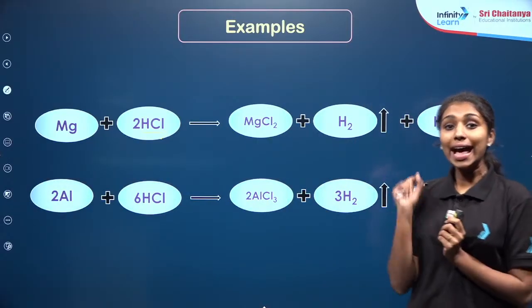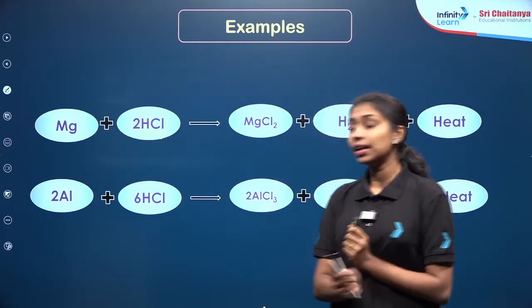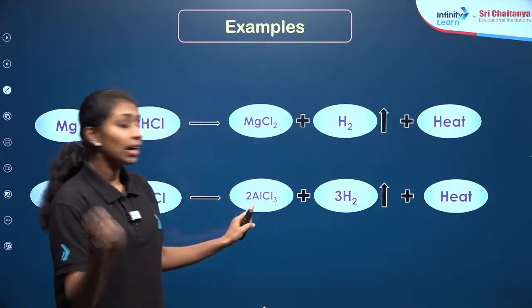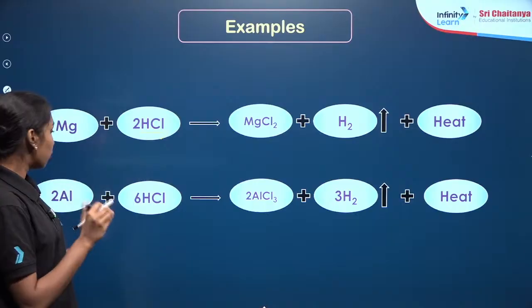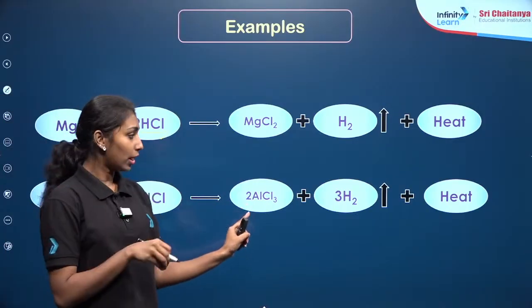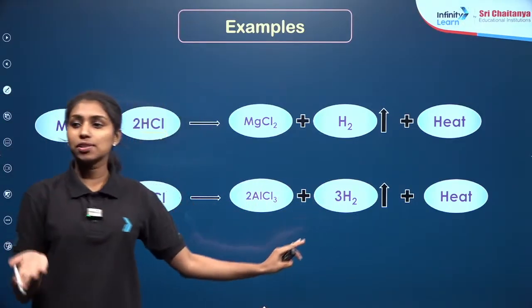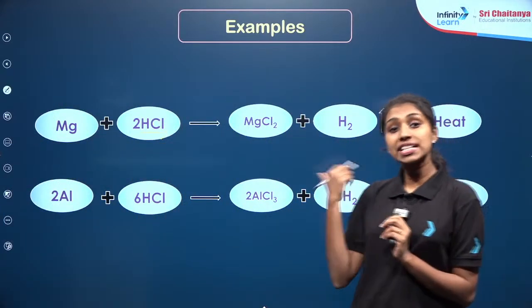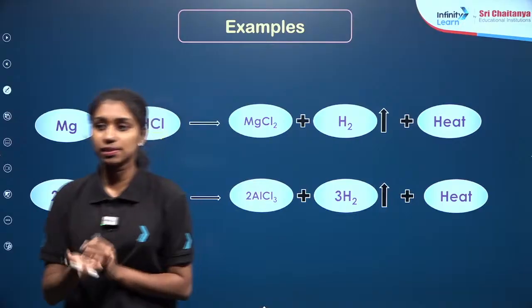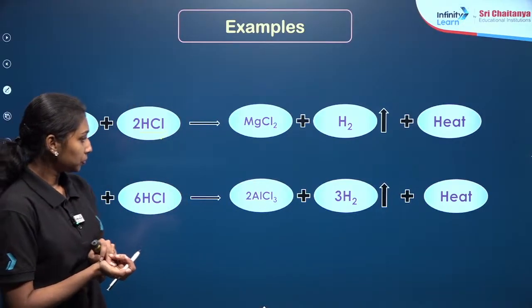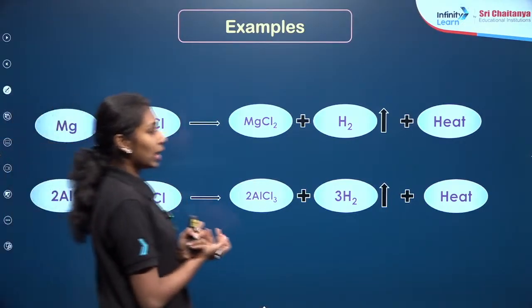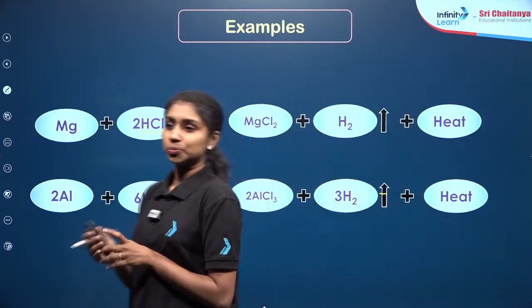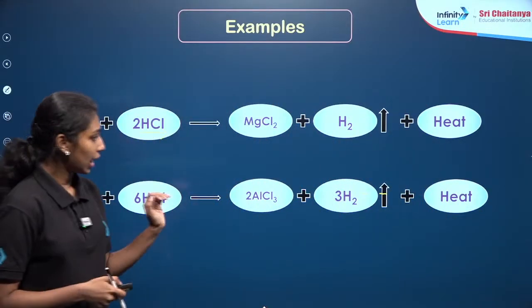Next example, I am taking aluminium metal reacting with HCl, again hydrochloric acid. I will get the salt of aluminium as AlCl3, aluminium chloride, plus hydrogen plus heat, again an exothermic reaction. So all the reactions of metals with dilute acids are exothermic, because heat is released there. Clear? Then balancing of the reaction is very important, as you have already studied in your first chapter, chemical reactions and equations.